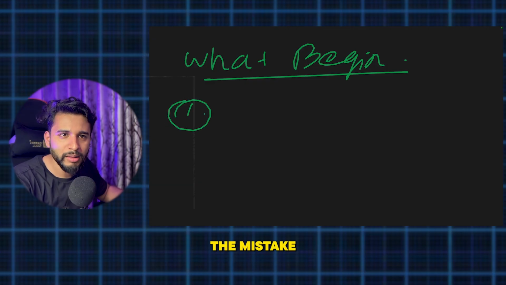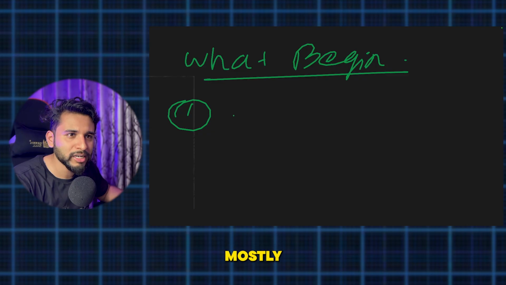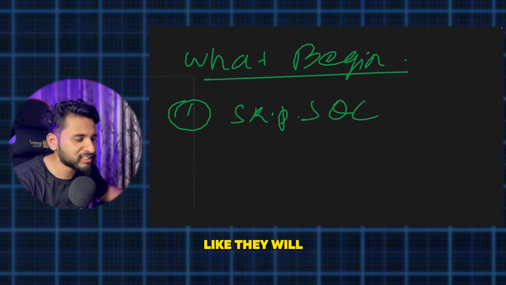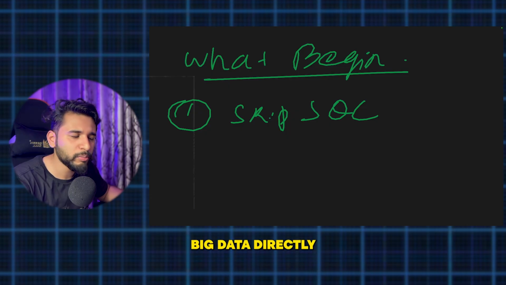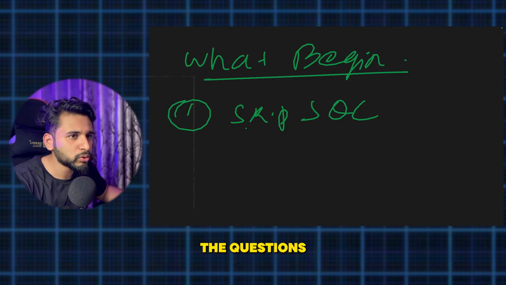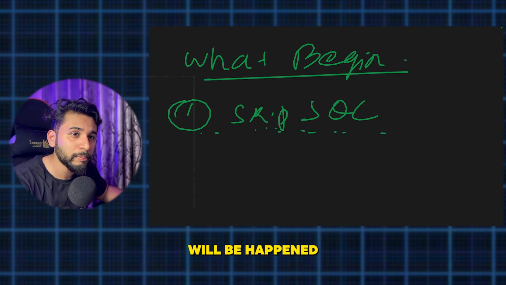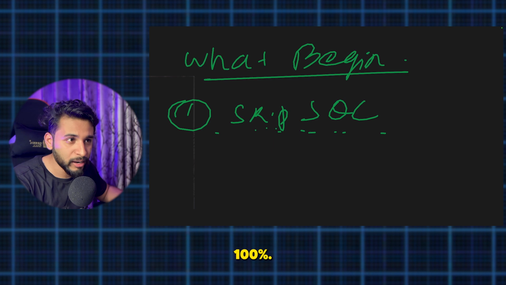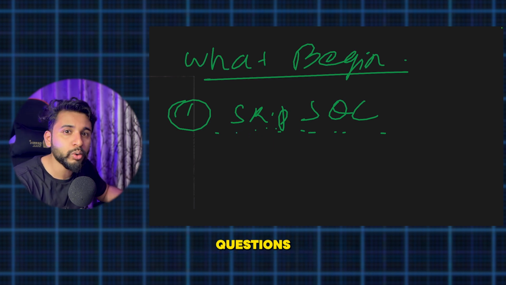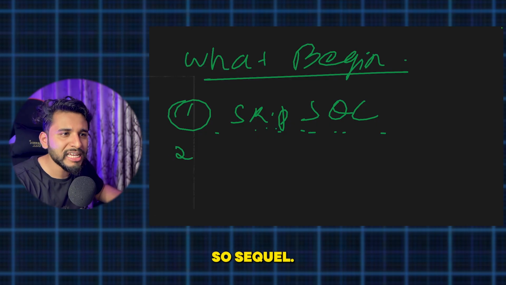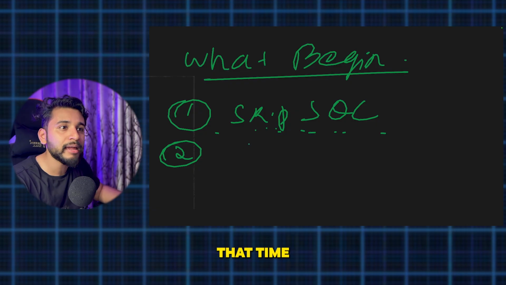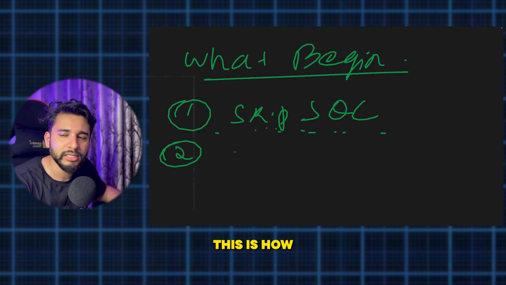Firstly, the mistake is that they skip SQL. Mostly they skip SQL and run behind fancy stuff, like big data and AI. This is not how it happens, because in interviews mostly the questions will be on data. Interviews will be on SQL, that is core, 100%. Apart from that, for data engineering, Spark and cloud questions will be asked. So don't skip SQL. It is very, very important. In fact, you should give most of your practice time to SQL only.